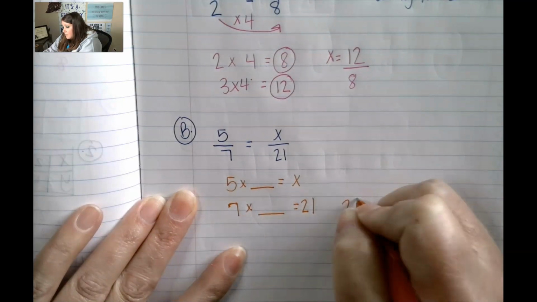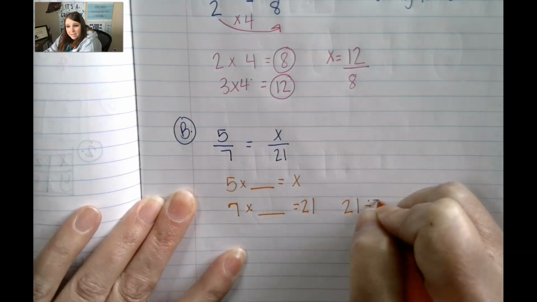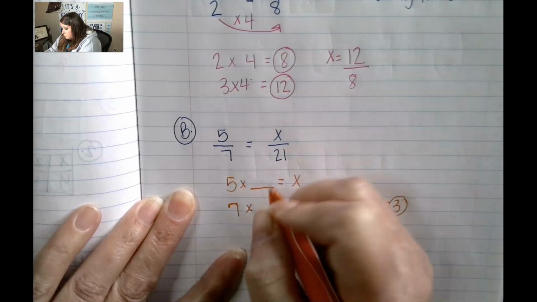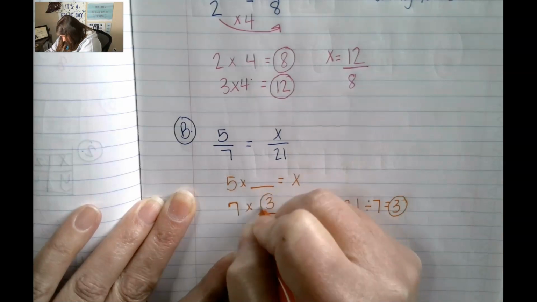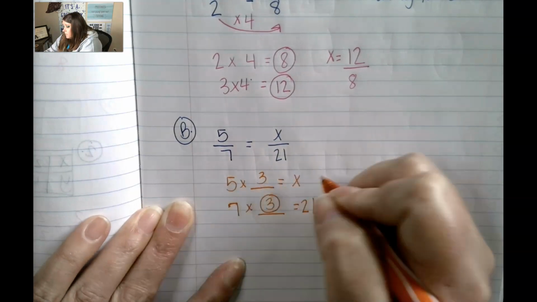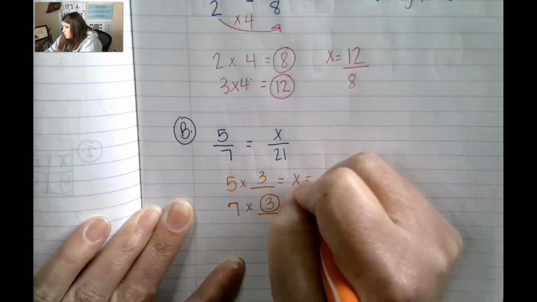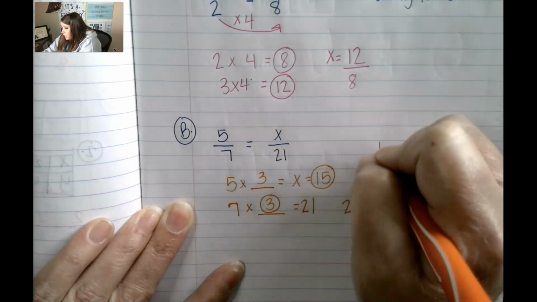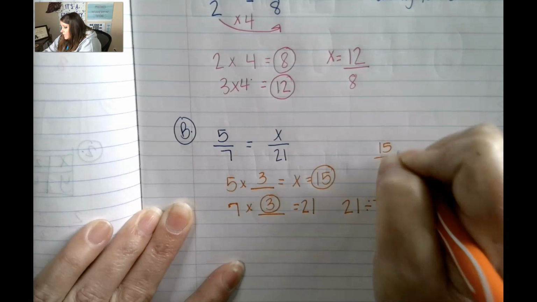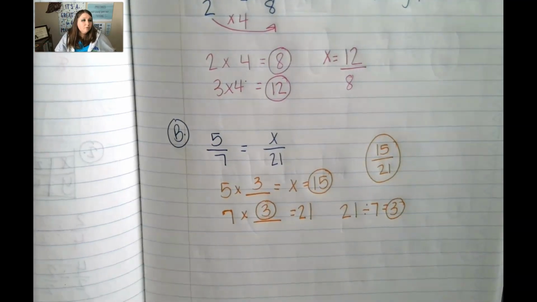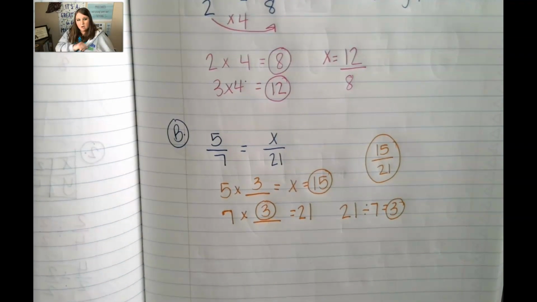You can also think about this as 21 divided by 7 gives us 3. So in here, we're going to put 3. So 3 is our mystery number. So 5 times 3 is x, which equals 15. So 15 over 21 is our final proportion. So you can work both forwards and backwards to solve the problems.